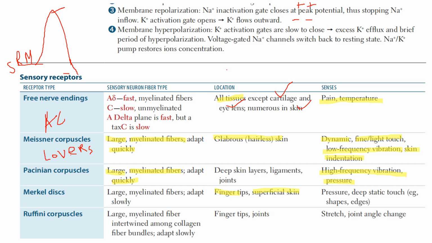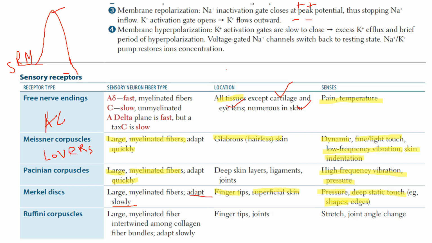Now, what are Merkel discs going to sense? They sense deep touch. Here we had the fine one, and here we have the deep static touch, like sharp touches, sharp edges, like a needle or pen. But something not to forget is that Merkel discs adapt slowly.